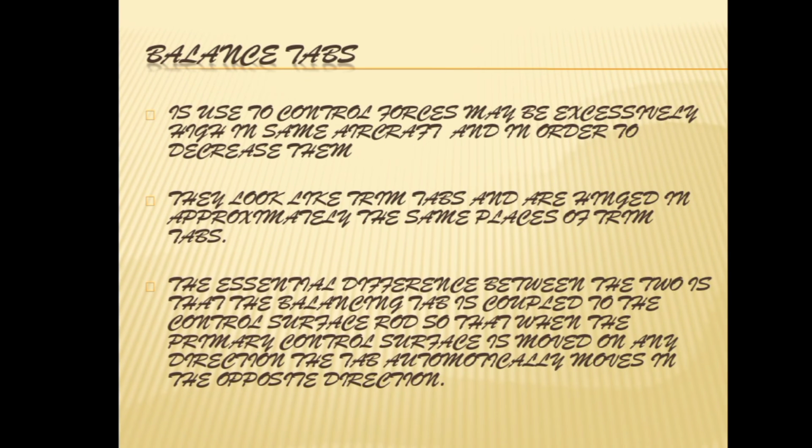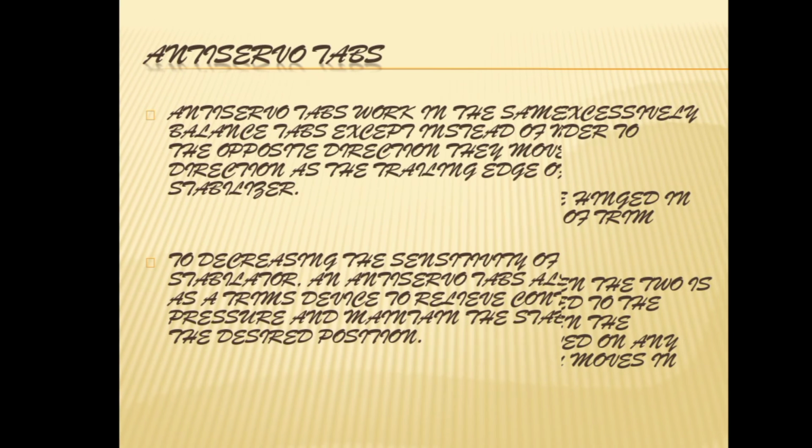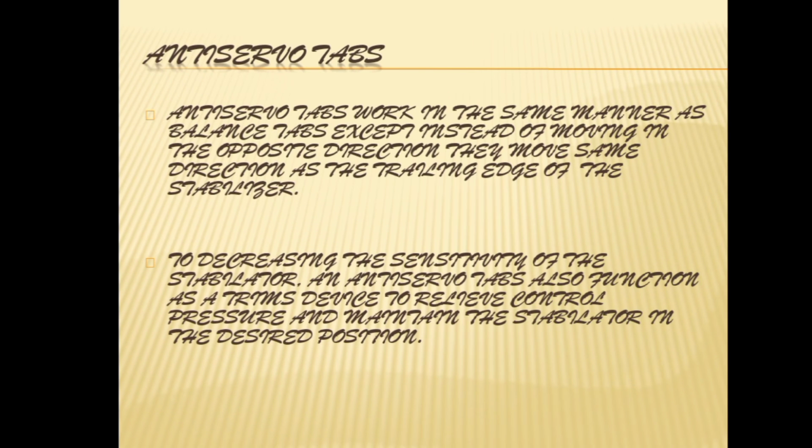Balance tabs. Control forces may be excessively high in some aircraft, and in order to decrease them, balance tabs are used. They look like trim tabs and are hinged in approximately the same place as trim tabs. Anti-servo tabs. Anti-servo tabs work in the same manner as balance tabs, except instead of moving in the opposite direction, they move in the same direction as the trailing edge of the stabilizer.